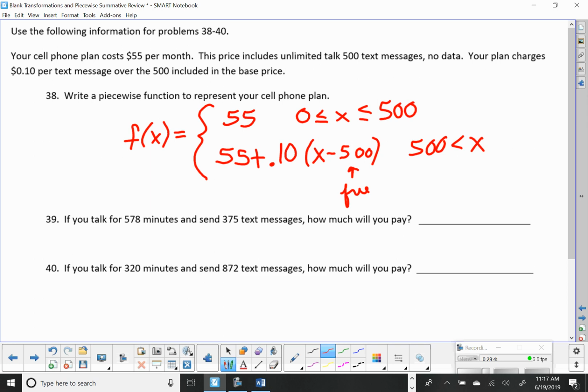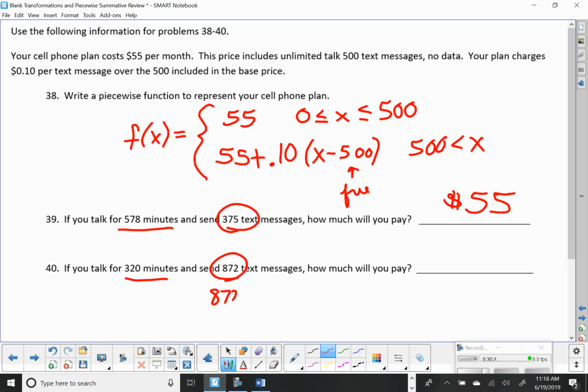So if you talk for 578 minutes and send 375 text messages, how much will you pay? Well, I don't care about this. This is what I care about. 375 falls between 0 and 500, so I'm only going to pay $55. On the other hand, if I talk for 320 minutes, again, doesn't matter, that's unlimited, but I sent 872 text messages, how much will I pay?